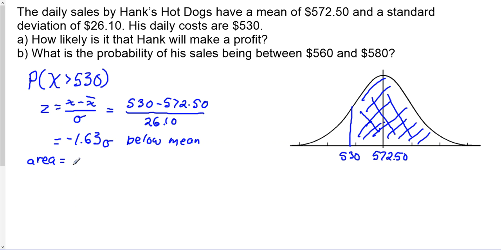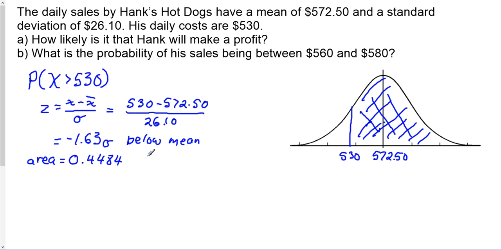So area is 0.4484. Okay, and remember this table of normal distributions that you want to use is on the formula sheet that you're either given at the beginning of class or you can download and print off.